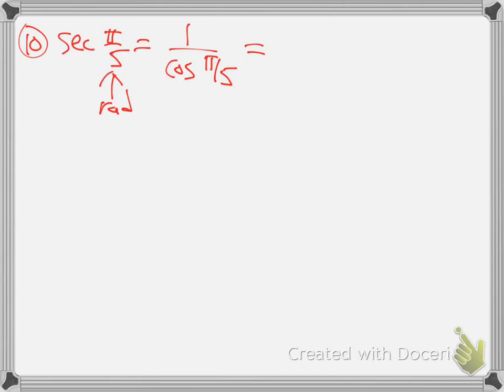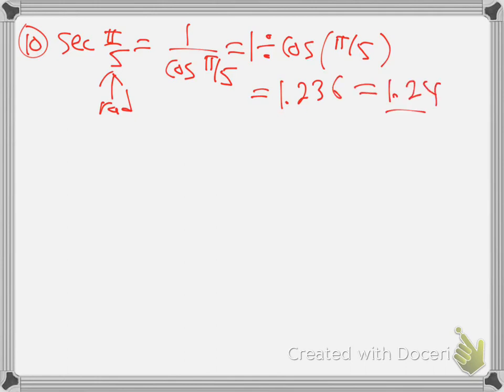So the way I do it is I'm going to do the cosine of pi over 5 on my calculator, get an answer, and, well actually let me correct that. I'm going to go 1 divided by cosine of pi over 5. So 1 divided by cosine, hit the pi button, over 5. I'm getting 1.236, so that rounds to 1.24. Option D. Let's go to number 11.